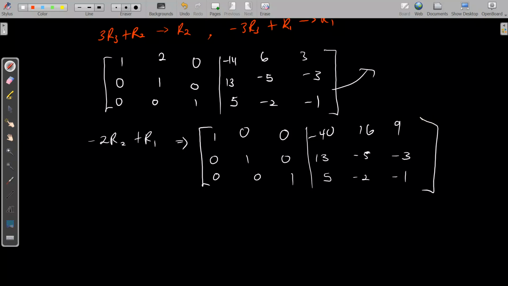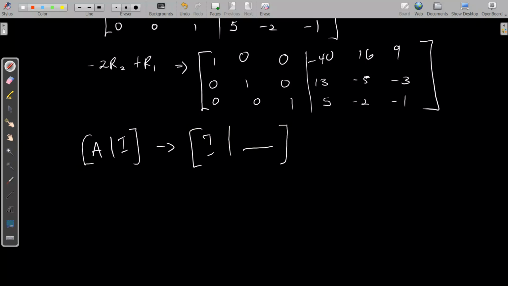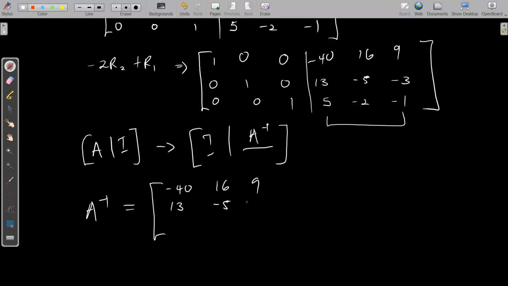So what we've done here is to actually interchange the augmented position. At first we had A and then the identity matrix, and now we've been able to transform it into the identity matrix here and something here. That something, the whole matrix I have on the right side, becomes our A inverse, or the inverse of the matrix. So A inverse is equal to that last part, which is negative 40, 16, 9, 13, negative 5, negative 3, 5, negative 2, negative 1, and that gives us the inverse of the given matrix.